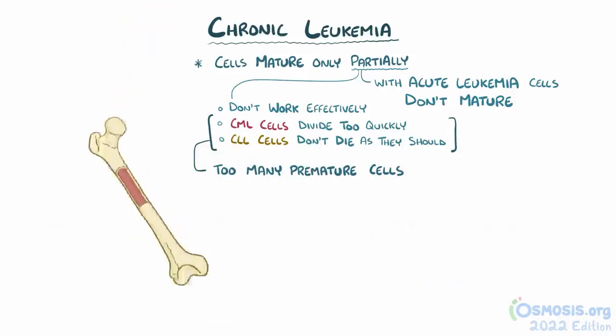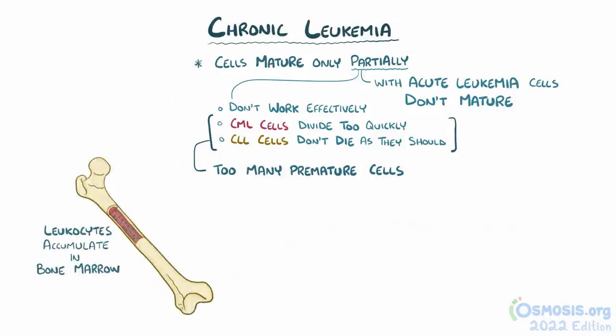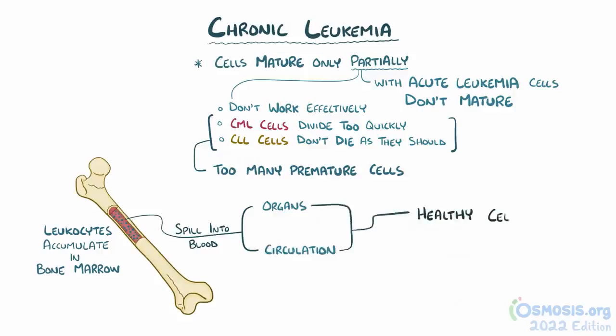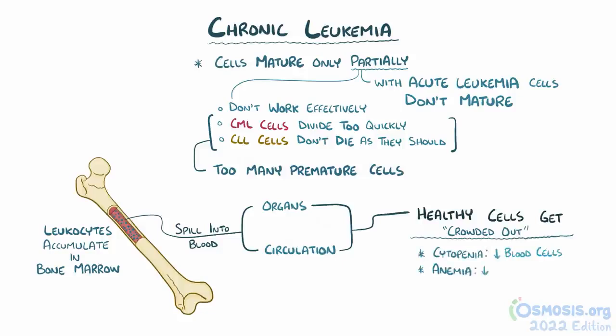So over time, premature leukocytes accumulate in the bone marrow, until eventually they spill out into the blood. Now, some of these guys settle down in organs and tissues across the body, but others keep circulating in the blood. With a bunch of extra cells in the blood, all the healthy cells get crowded out, and it's tough for them to survive with the extra competition for nutrients. This causes cytopenias, or a reduction in the number of healthy blood cells, like anemia, which is a reduction of healthy red blood cells, thrombocytopenia, a reduction of healthy platelets, and leukopenia, or a reduction in healthy leukocytes.